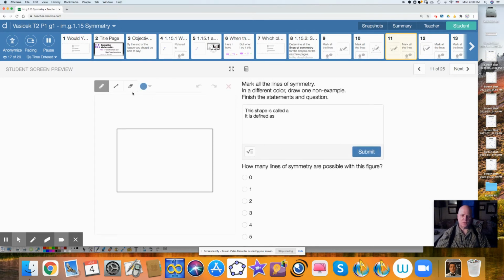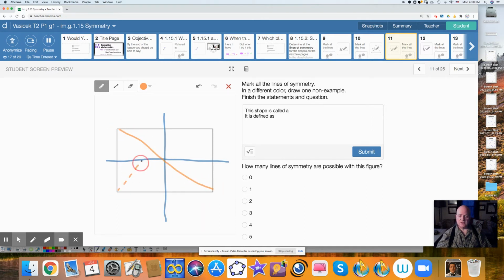Lines of symmetry for a rectangle. A rectangle is a parallelogram, but it's a special parallelogram. It has all four right angles. So it is a quadrilateral with four right angles. And there are two lines of symmetry, here and here. The most common error is to say that a diagonal is a line of symmetry.